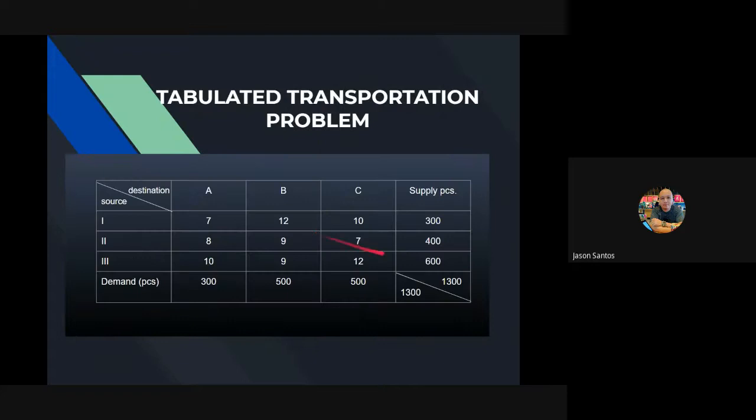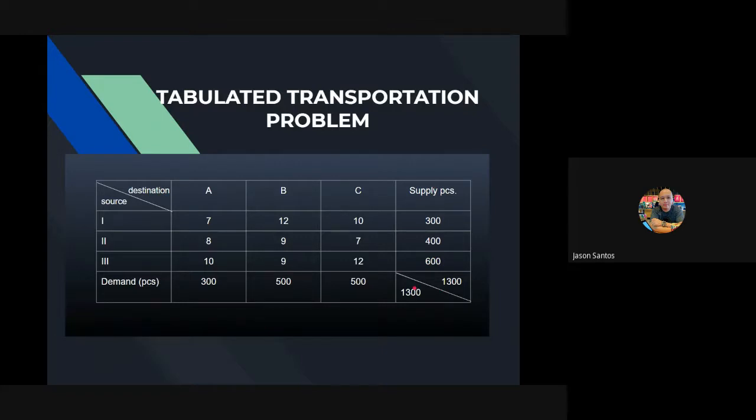Now, how you would read this is that the source are in this column, and then the destination is labeled here in this row. So we have source 1, destination A, source 2, destination B, source 3, destination C, and they are actually overlapping as you can see on the matrix. And then at the bottom row, you can see the totals for the demand, and at the rightmost row, you can see the totals for supply.